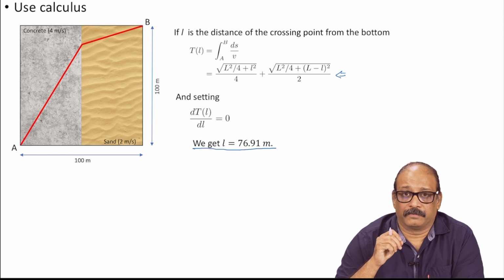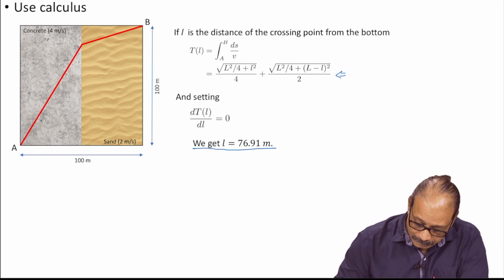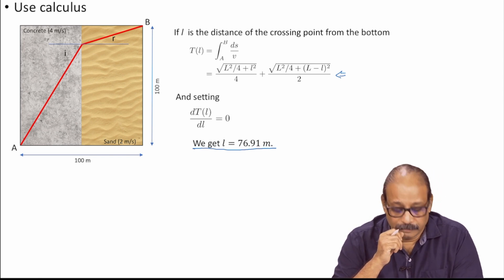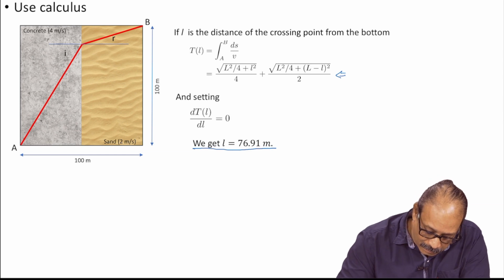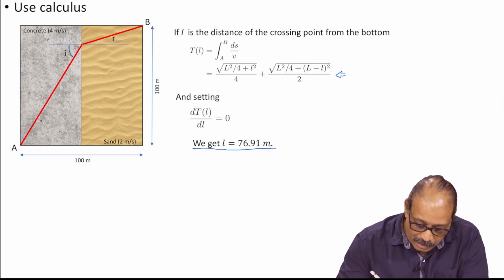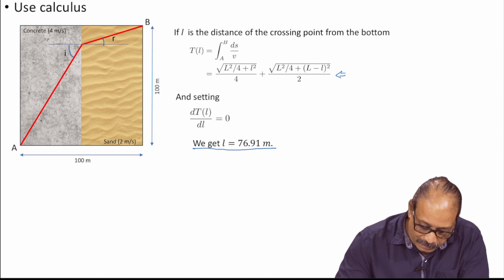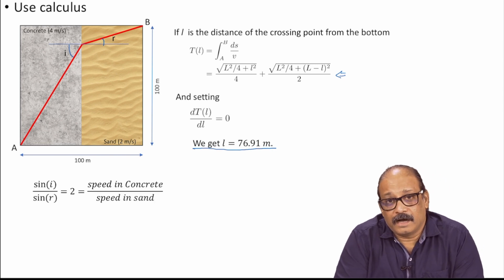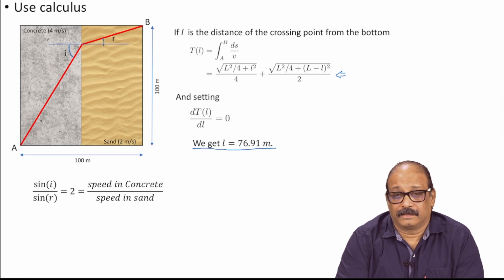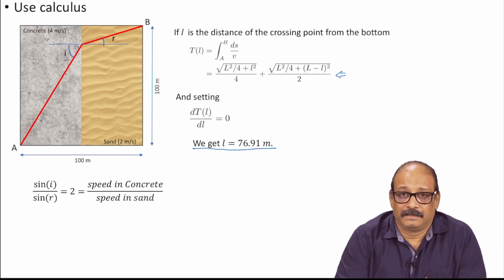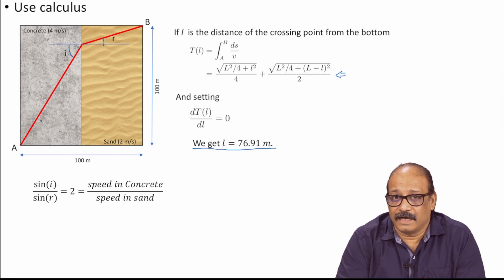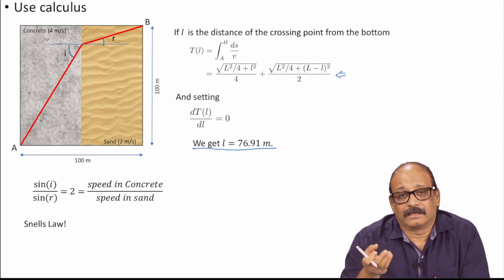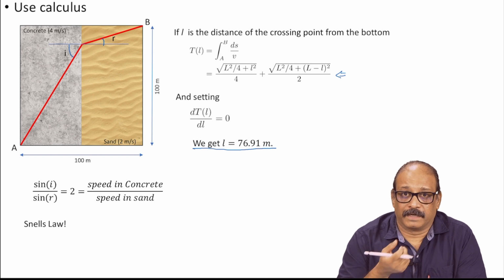But there is something more to this problem which I wanted to show you. If I draw a perpendicular to the interface at the crossing point and then I mark the angle on this side as I, and on the sand side as R, and then you calculate sin I by sin R, that is equal to 2. Wait, that is just the speed in concrete divided by the speed in sand. Now, this is just like Snell's law. What is the connection here? Oh, the connection is of course the famous Fermat's principle.